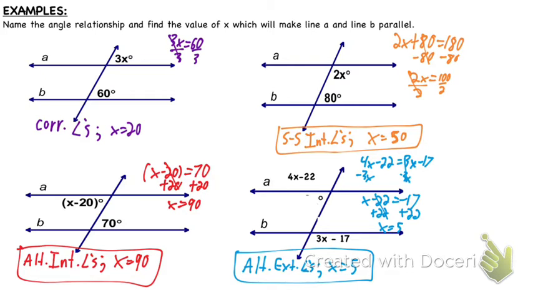Now, technically, this is actually a really bad question, the bottom right one, because if we were to plug the angles back in, you get a negative angle measure, which is not a thing. So I need to change up those numbers.